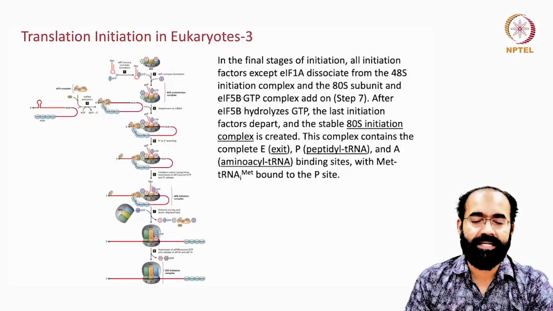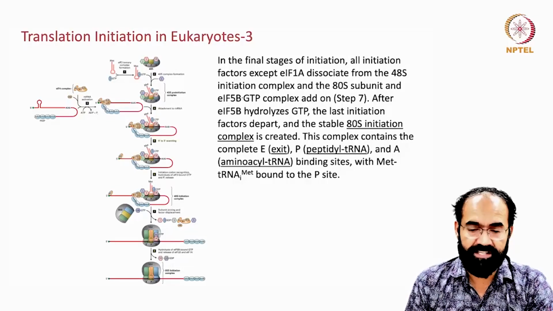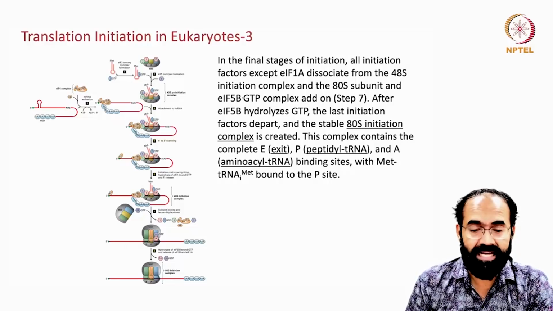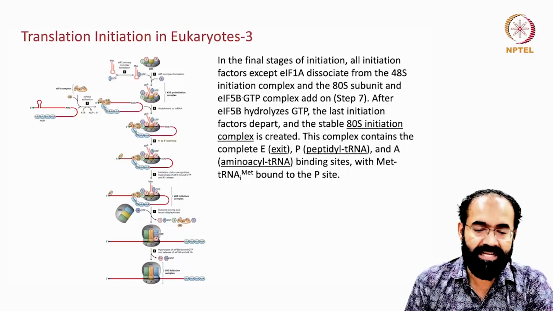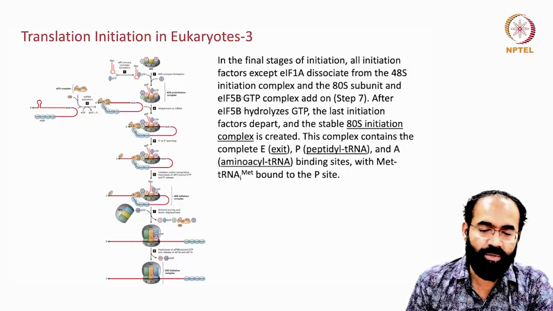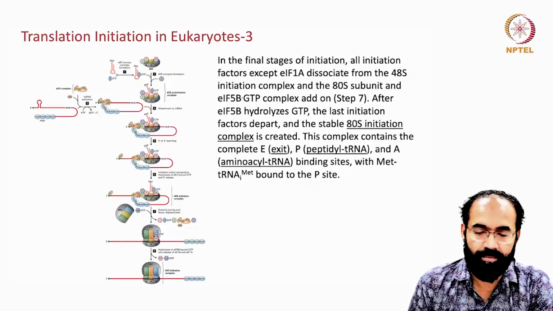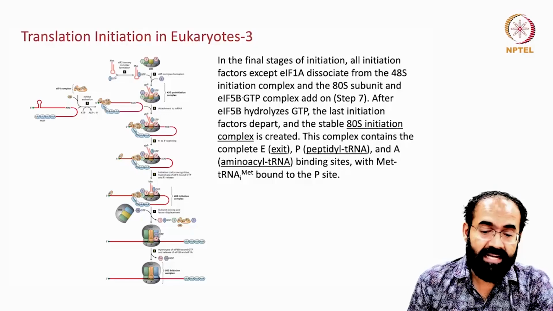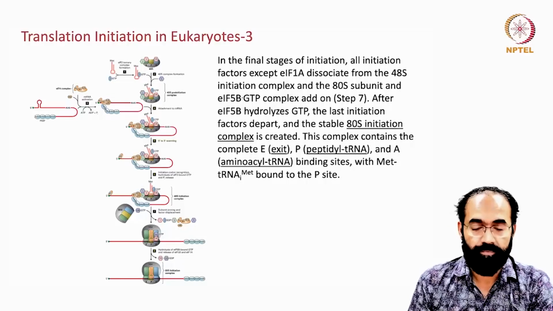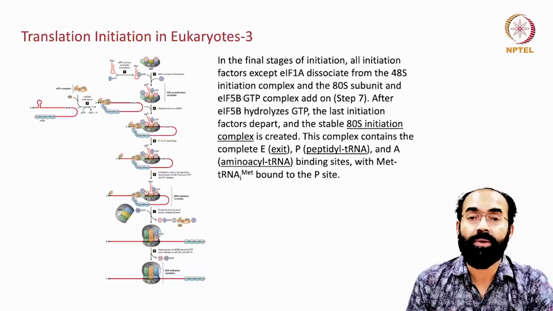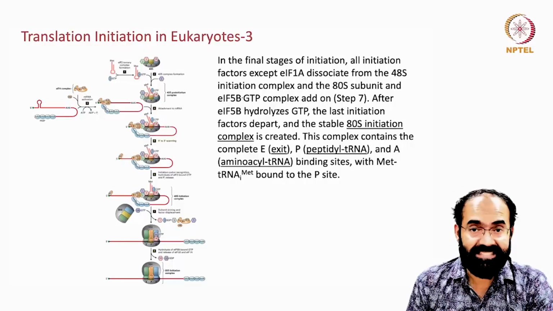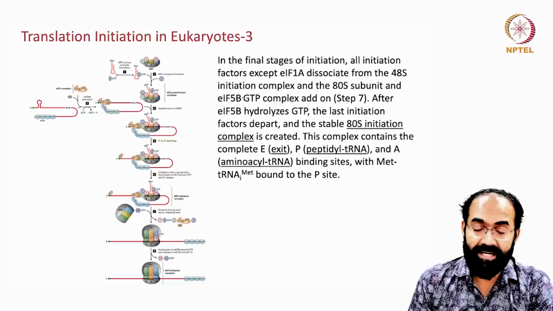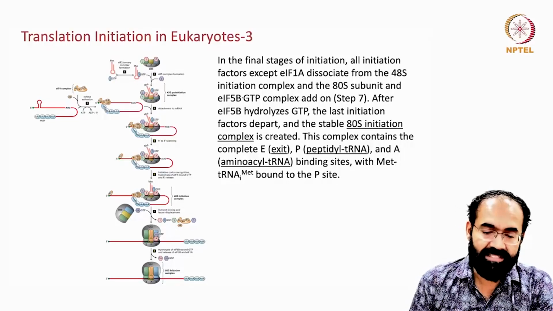So once it is completed, what happens in the final stage of initiation? All initiation factors except eIF1A dissociate from the 48S initiation complex, and the 60S subunit and the eIF5B GTP complex add, as you can see here in step number 7, after the eIF5B hydrolysis of GTP. And the last initiation factors depart and the stable 80S initiation complex is created. And this complex contains the E site, that is the exit site, and the peptidyl tRNA in the P site and the aminoacyl tRNA in the A site.